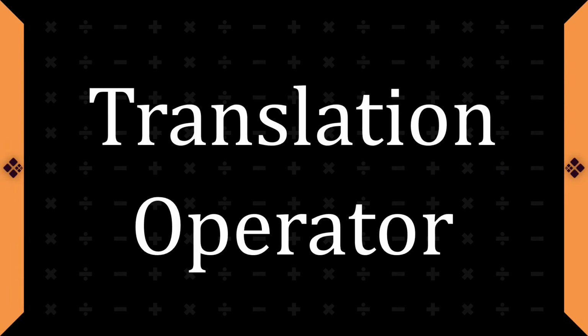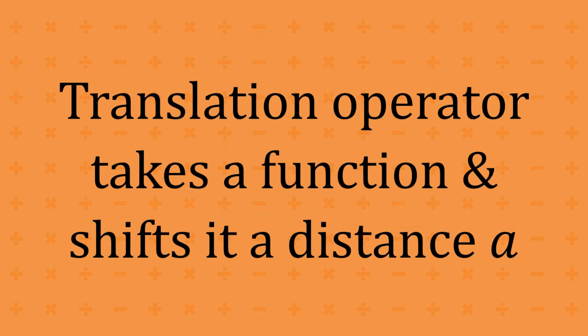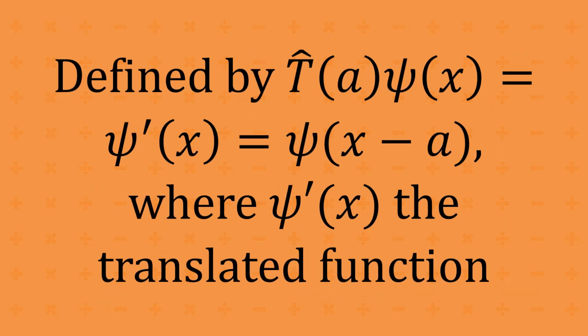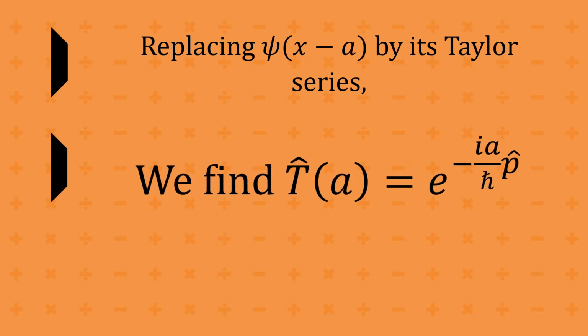Now let's move on to discuss the relationship between symmetries and conservation laws. First, let's define a symmetry. In quantum mechanics, a system has a symmetry if the Hamiltonian is unchanged by some transformation. We'll start discussing transformations in space by defining the translation operator. The translation operator takes a function and shifts it a distance a. It is defined by this relation where psi dash of x is equal to the translated function.